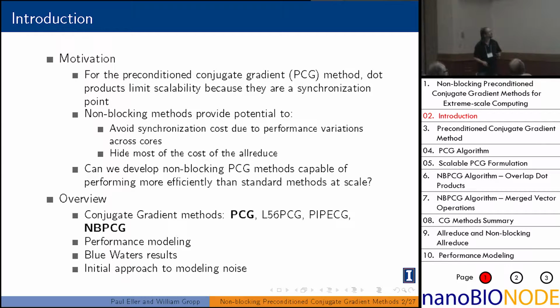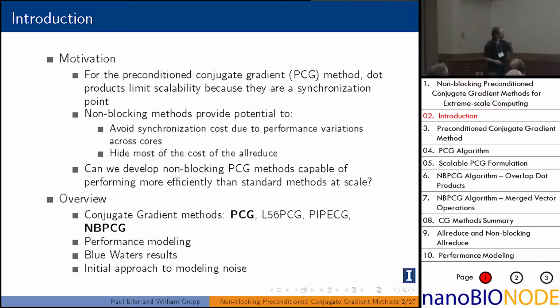In particular, if we use non-blocking methods that replace the blocking Allreduce with a non-blocking Allreduce, we have the potential to avoid the synchronization cost due to performance variations across cores. Basically, it allows us to deal with noise in the systems. There's also some possibility to hide most of the cost of the Allreduce. The Allreduces are pretty efficient, but it's still a way we can improve performance a bit. So basically, the main goal: can we develop non-blocking PCG methods capable of performing more efficiently than standard methods at scale?